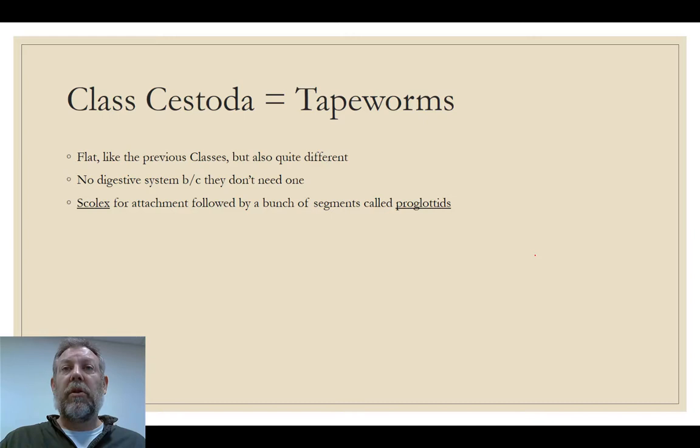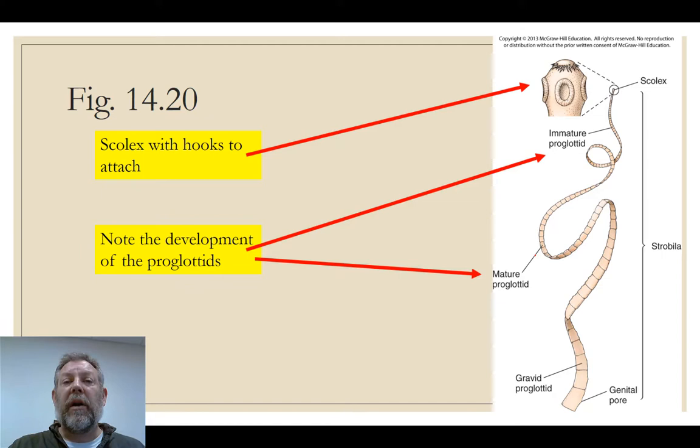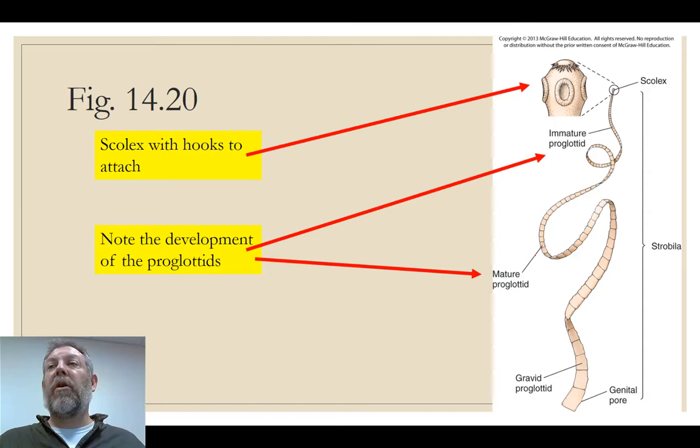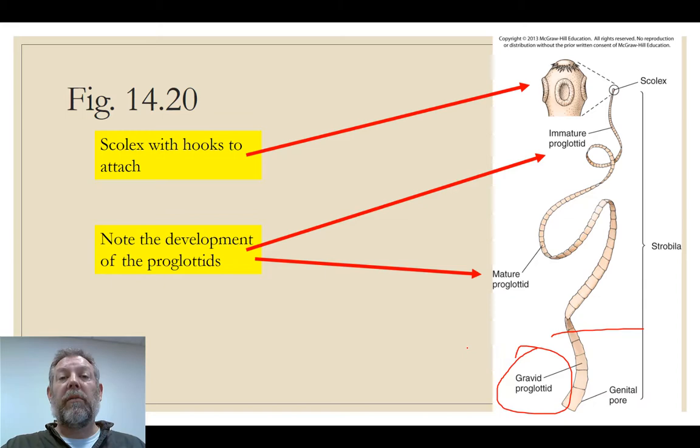And so here's a figure from your book showing you the scolex, and that's where it attaches. And then again, note the development of those proglottids. The new ones, the immature ones, are produced at the scolex. And so they're added at the scolex, and the rest of the worm gets longer. And as the proglottids get farther and farther from the scolex, they get more and more mature, and you can see down here at the far end of the tapeworm, there's a gravid proglottid, or one that is ready to reproduce and lay eggs.